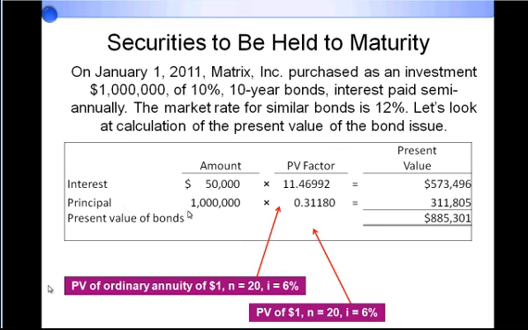And then we take the principal and we do pretty much the same thing. We take $1 million face value. That's going to be in 10 years or 20 periods. So we want to find out what it's worth today. What's the present value? So again, we find the present value of a lump sum, 20 periods, 6%, and then we multiply those two together to get $311,805.